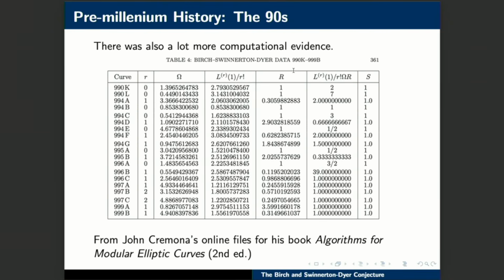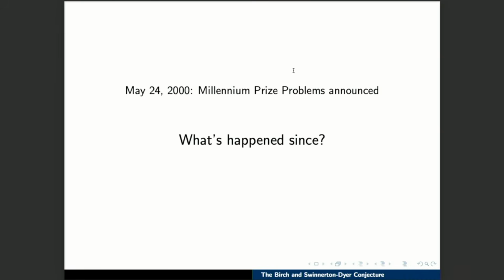And there was also a lot of computational evidence. This is from, I believe, the second edition of Cremona's tables. And you can see he's computing data. These are labels for curves, basically the conductor of the curve. And this is the Mordell-Weil rank. So here you're starting to see some 2s. And then this is other information that shows up in that constant C that I haven't talked about yet. But there were extensive calculations begun. And that brings us up to the millennium problems.